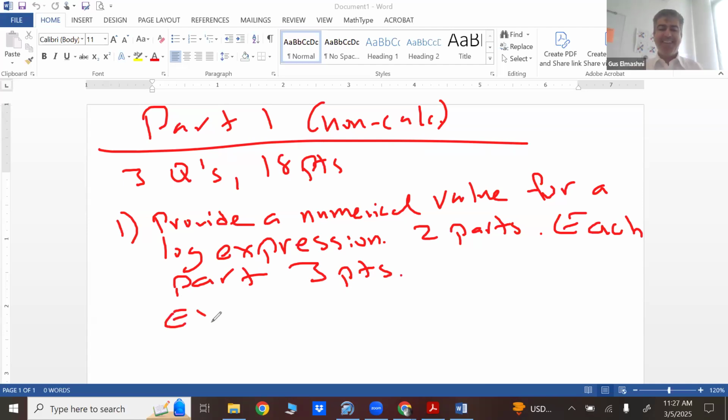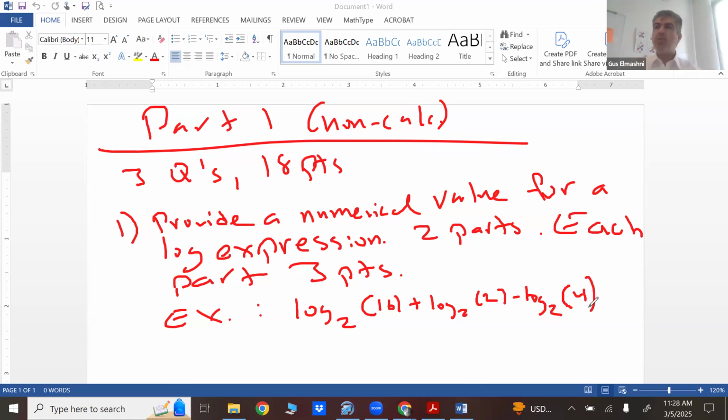All right, let's say I have log base 2 of 16 plus log base 2 of 4 minus log. Actually, let me take it back. Log base 2 of 2 minus log base 2 of 4. Okay, if I ask you to evaluate this, can we condense some of these logs? Yeah. Okay, how?